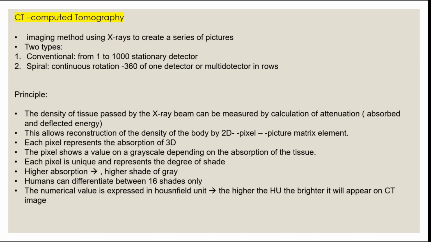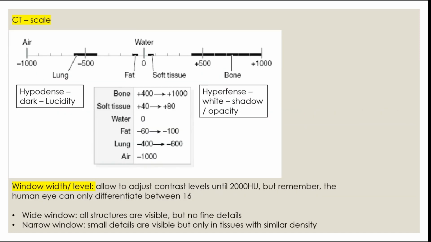The next picture, I will show the scale. Can we pass it? This scale is very, very important, and they want you to draw it in the final. So the 0 point is the water. If it's lower than 0, it's hypodense, it's darker. And if it's more than 0, it's hyperdense, and it will be white, or we call it shadow.